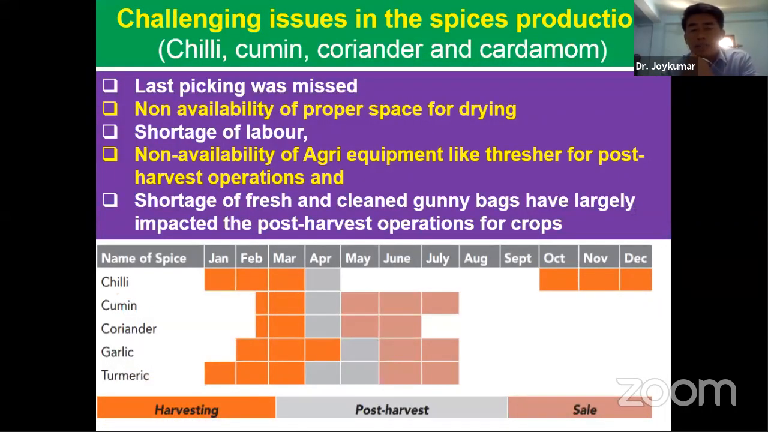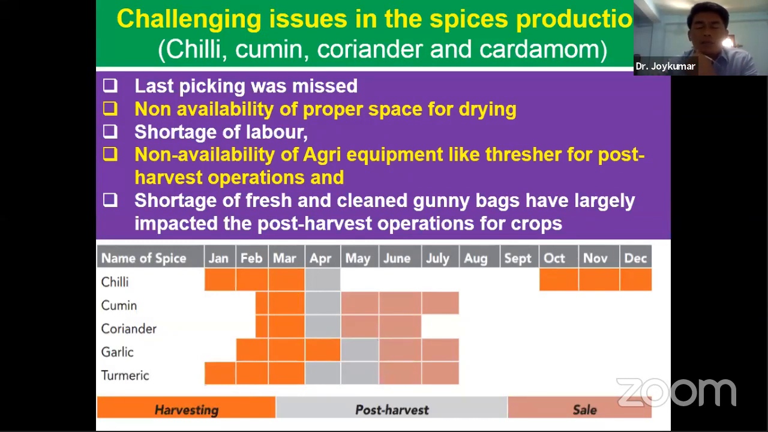Why I'm talking about this impact, and the problems we are facing, I'll come to later. It is all because we do not have proper processing facilities. In spices production also, maybe ginger, turmeric, cardamom, these are mostly harvested in the months of December, January, February, March. So when COVID and the lockdown started somewhere in the last week of March, the last picking was left over.